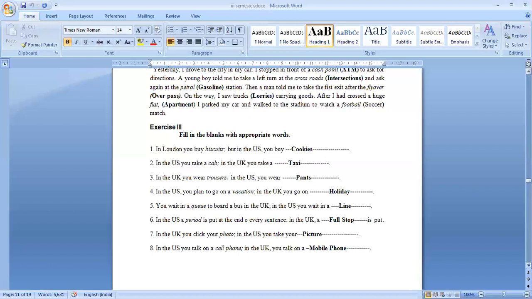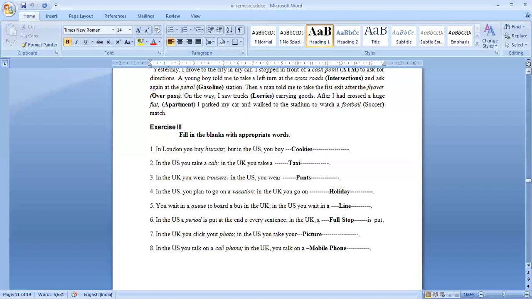So the Britishers' biscuits are called cookies by the Americans. The same things are called biscuits by British people, whereas they are called cookies by the American people.